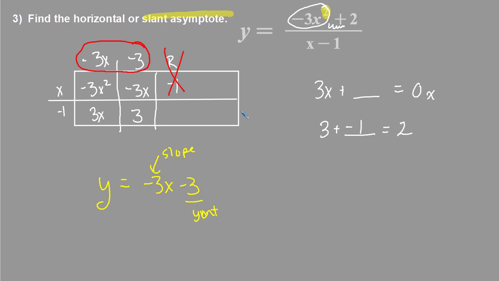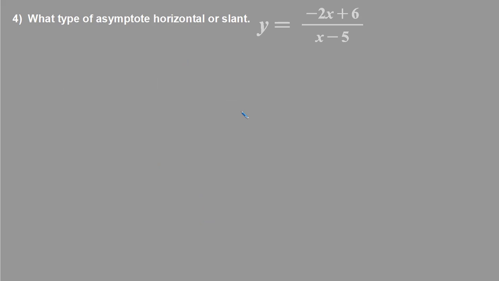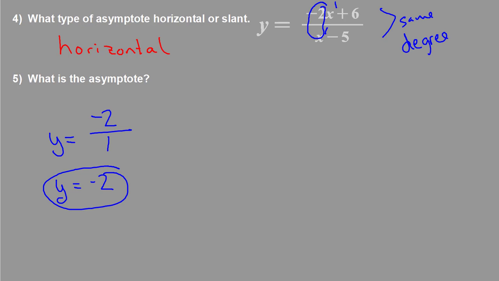So I want you all to do this next one on your own. First off, I want you to determine what type of asymptote it is. Is it a horizontal or slant? You should have found that it was a horizontal. And what is the asymptote? Well, they're the same degree in the numerator and the denominator, so that means that our horizontal asymptote is y equals negative 2 because that was the reduced fraction.